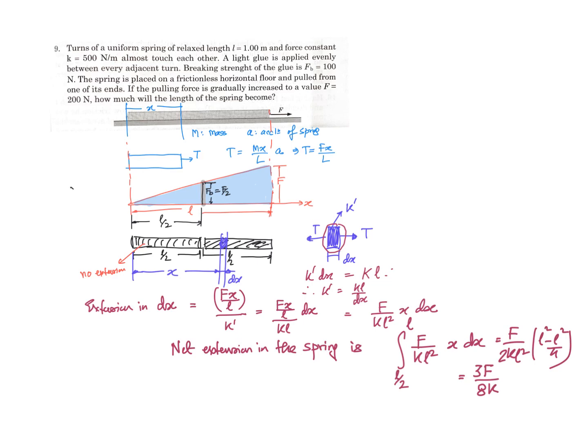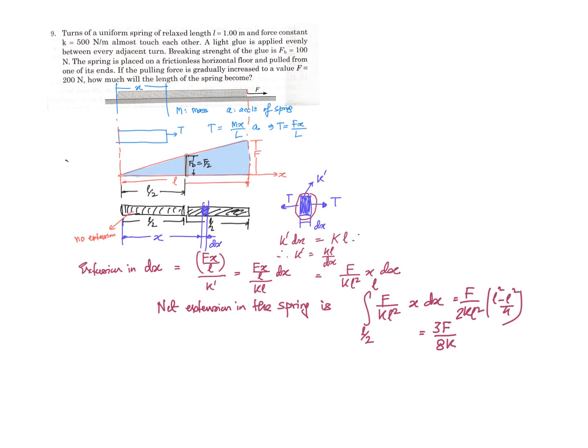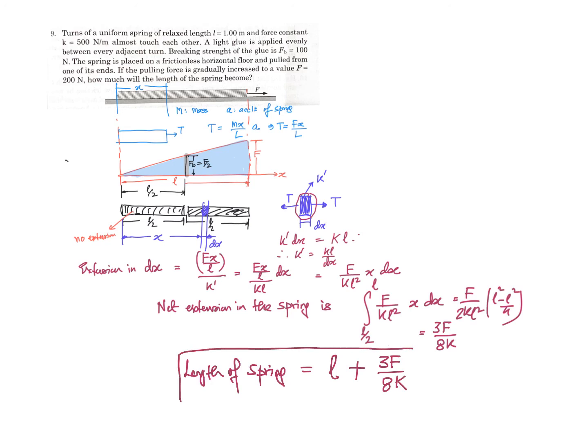So how much will the length of the spring become? The length of the spring is equal to L, the natural length, plus the extension, that is 3F by 8k. So you simplify and substitute the values and find out the answer.